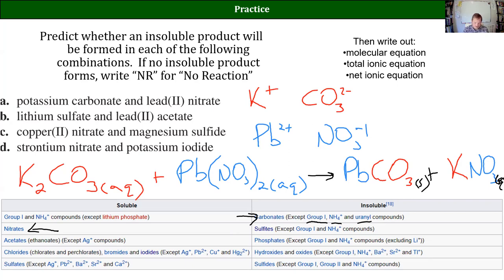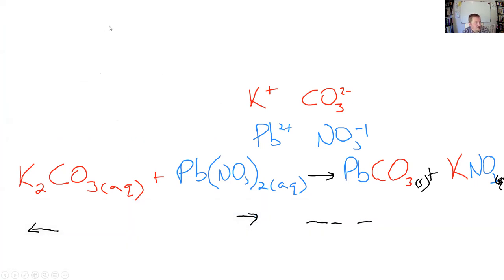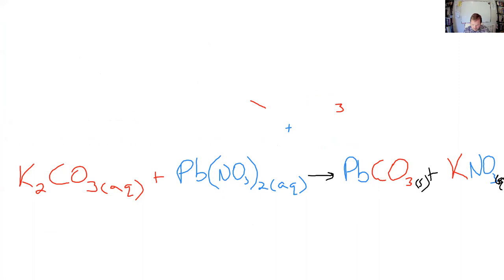Right. So if we wanted to draw the other 2 forms of this equation, this would be the molecular equation. If we want the total ionic equation, we draw all of the ions out separately. And it's not a bad idea at this point to balance it. Our lead and our carbonate are balanced, but we'd have 2 nitrates and 2 potassiums. So to make it balanced, we would do that.